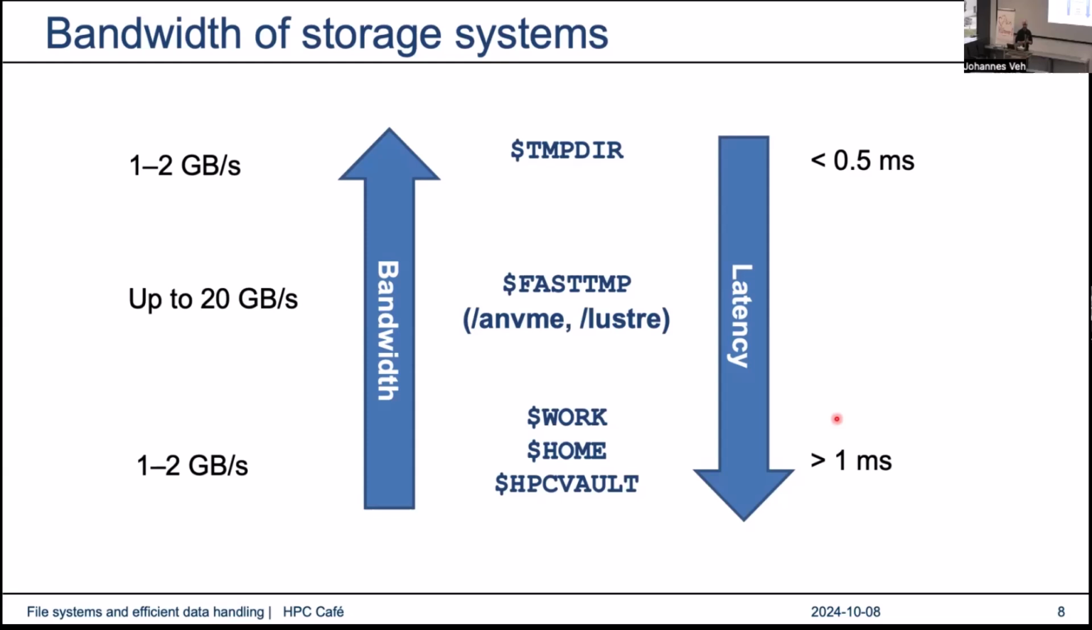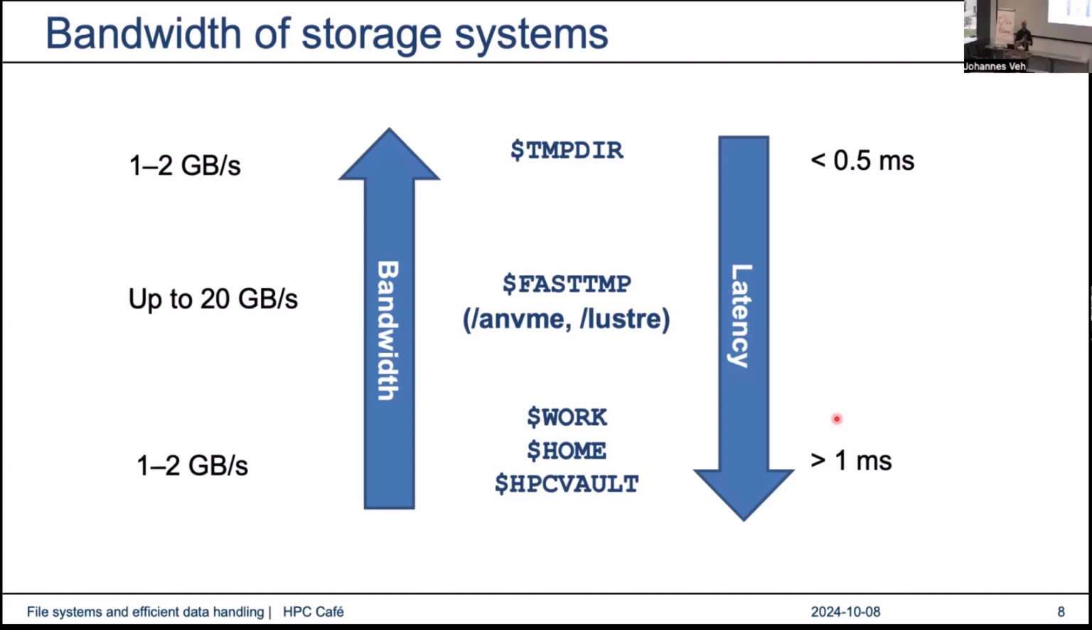So when you have data located in temp-dir, you have a bandwidth between 1 and 2 gigabytes per second, roughly, and a latency of 0.5 milliseconds. And since this disk is in your compute node, you don't share these parameters with anybody else because it's your compute node. Or maybe with a couple of jobs running on the same compute node if it's a shared node. But let's forget about that.